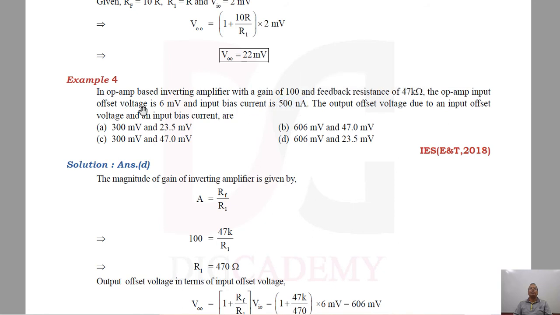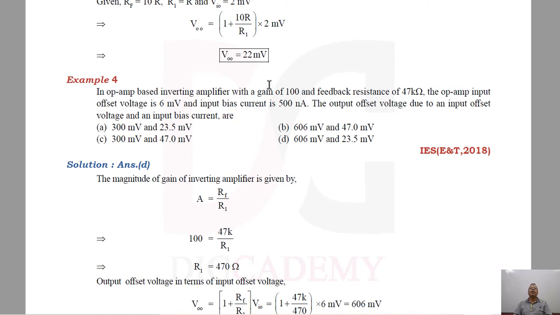So we are given input offset voltage, we are given input bias current. The output offset voltage due to input offset voltage and input bias current is given by. Now there is one point given here. We are given feedback resistance, that is RF. We are not given R1, and we are given gain.